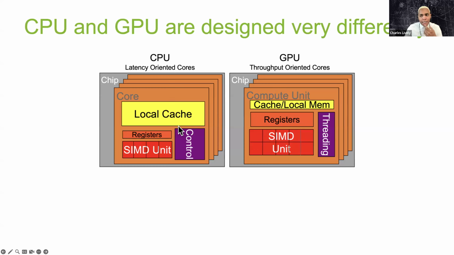GPUs are more architected for throughput, for making use of quick calculations that can be done in parallel, calculations that don't require a large amount of cache or local memory for quick access. So you can easily make use of that and use multiple GPU cores and multi-threading to do more calculations in parallel.